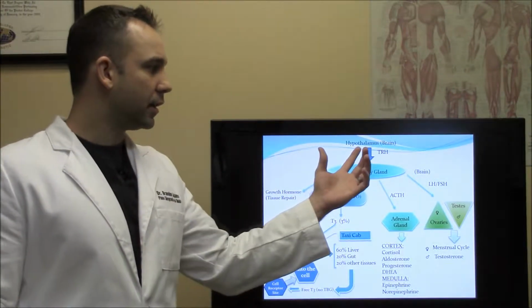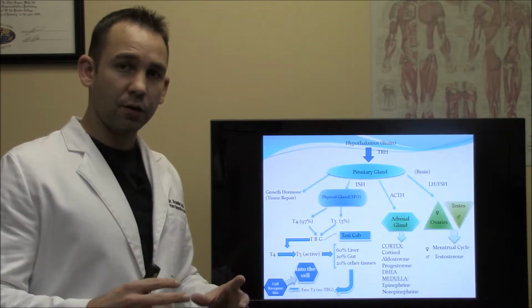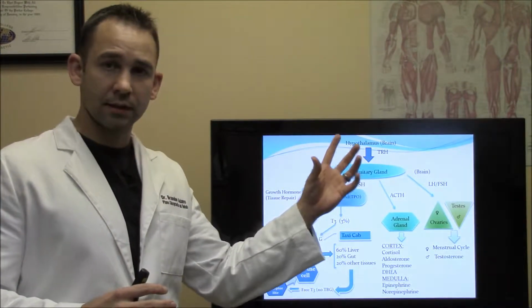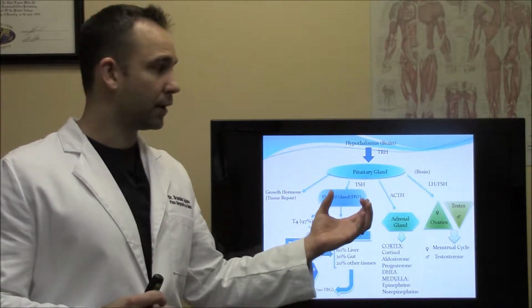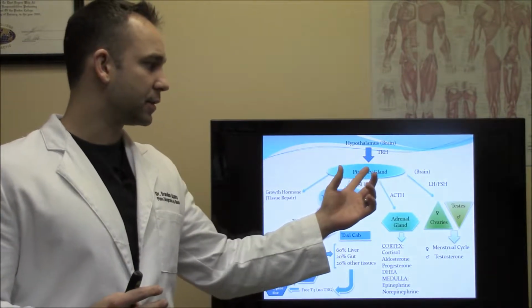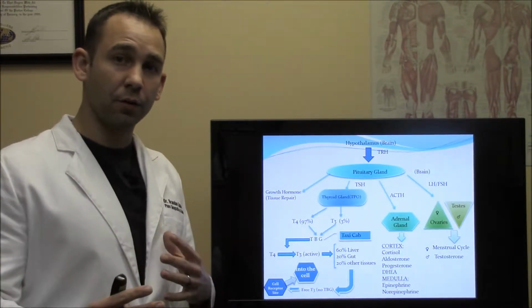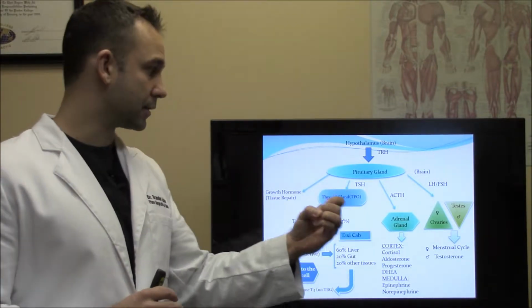So we start here with the hypothalamus, which resides in the brain. When there are low levels of thyroid hormone in the body, the hypothalamus senses this, and once it does, it sends a signal down to your pituitary. It's called thyrotropin releasing hormone. This stimulates your pituitary, letting it know that, hey, we have low levels of thyroid hormone, so I need you to tell the thyroid to create some hormone.